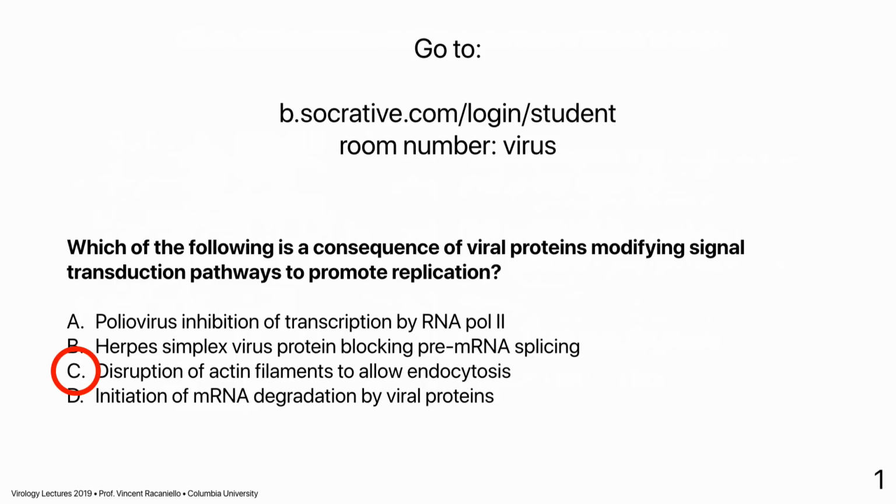That's a case where the virus binds a receptor, initiates signaling through PI3 kinase, and disrupts actin filaments. The polio inhibition of transcription is just the viral protease cleaving transcription factors. The blocking of pre-mRNA splicing, same thing, no signaling involved, neither in the initiation of RNA degradation. None of those had any signaling components.